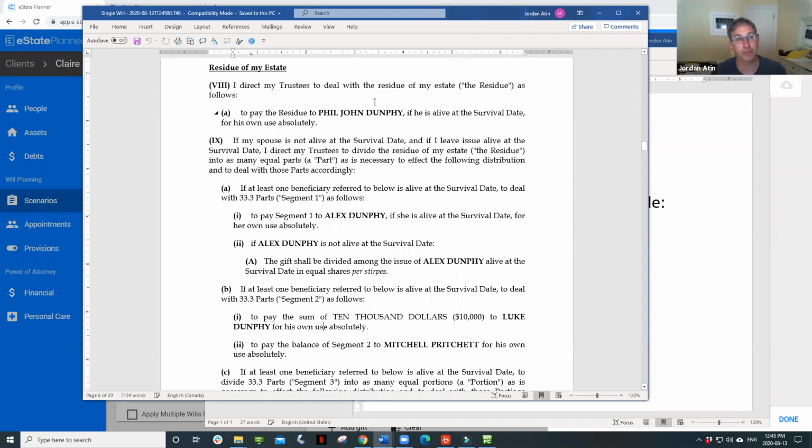We left the gift to Phil as the first scenario, but here's the second scenario. So if my spouse is not alive and if I leave issue, because there are two different gifts, there's different gifts if the issue are alive, and then a third type of gift, a third set of instructions if everyone's gone. So that's why it defines it that way. So now we want you to divide the residue this way. So as many equal parts. So here's a third, and we call that segment 1.